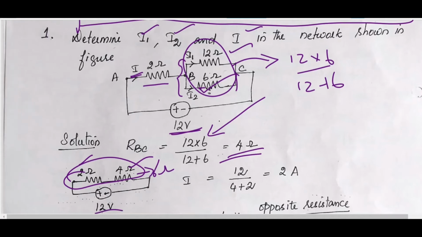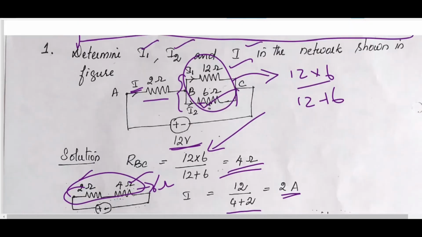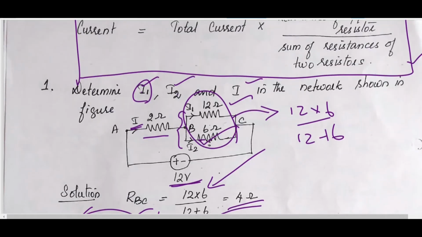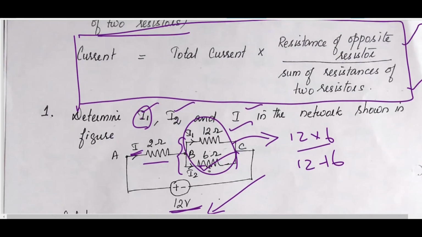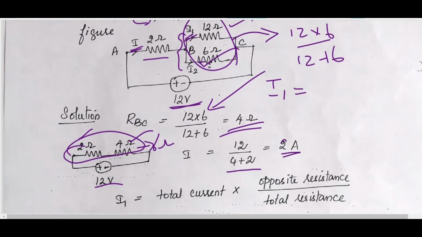What is the supply voltage? It's 12 volt, so current I is equal to 12 by 6, equal to 2 amps. What is asked in the problem? Currents I1 and I2. How to find I1? According to the current division rule, if we want to find the current through I1, it is equal to the total current. What is the total current here? We found it as 2 ampere.